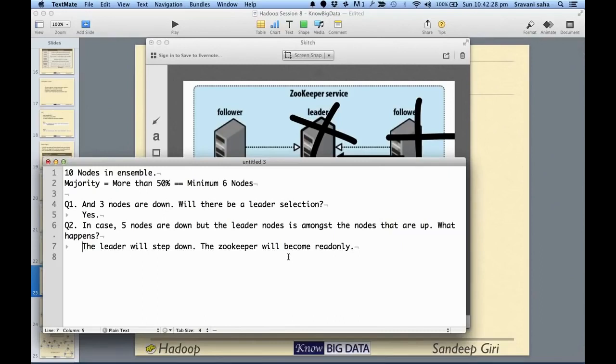Are you okay with this kind of approach, where the whole cluster will run only if more than 50% of the nodes are available? It actually sounds very strange: I had 10 nodes, I lost 5 nodes, at least let these 5 nodes run before I bring up my other 5 nodes. So why do you think there is such a rule? Is the question clear to everybody?